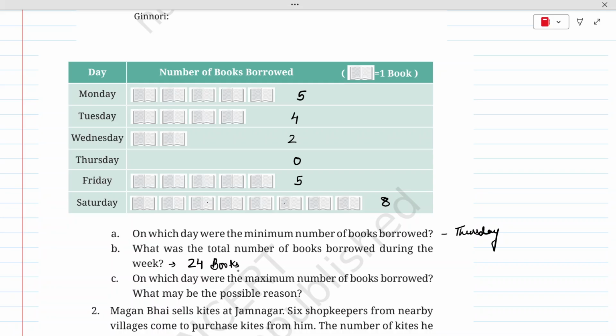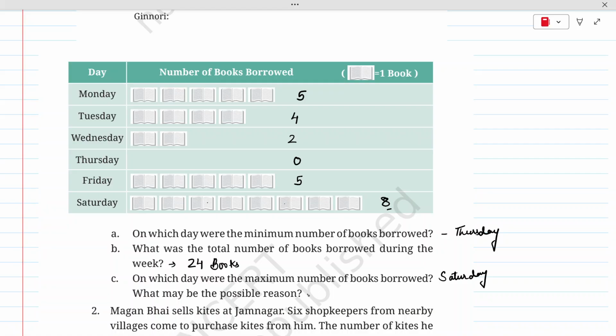Okay. Next, on which day were the maximum number of books borrowed? So we can see that the maximum number is 8 here, and it is borrowed on Saturday. So the maximum number of books were borrowed on Saturday. What may be the possible reason? So what do you think, why most of the books were borrowed on Saturday, kids? For the simple reason, the next day is a holiday and the kids can read the book at home. So whenever you kids also have a vacation or a holiday, please read the books from home. This is a very good lesson we are learning in this question.